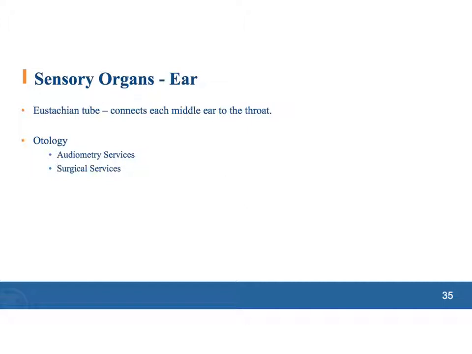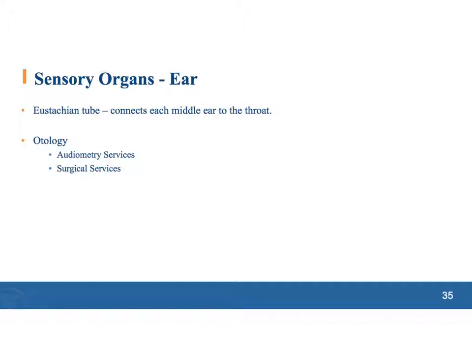The auditory canal, or eustachian tube, connects each middle ear to the throat. This allows easy transfer of infections in the throat to move into the ear, causing a middle ear infection. Children who have repetitive ear infections at an early age will sometimes have tubes placed in their ears.